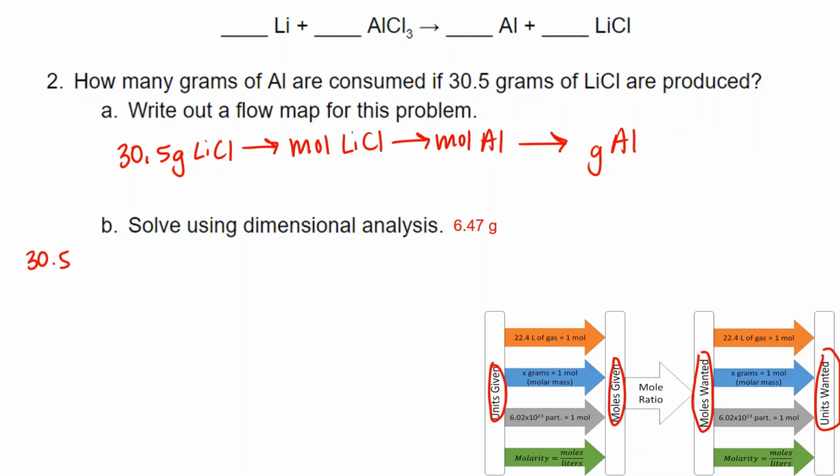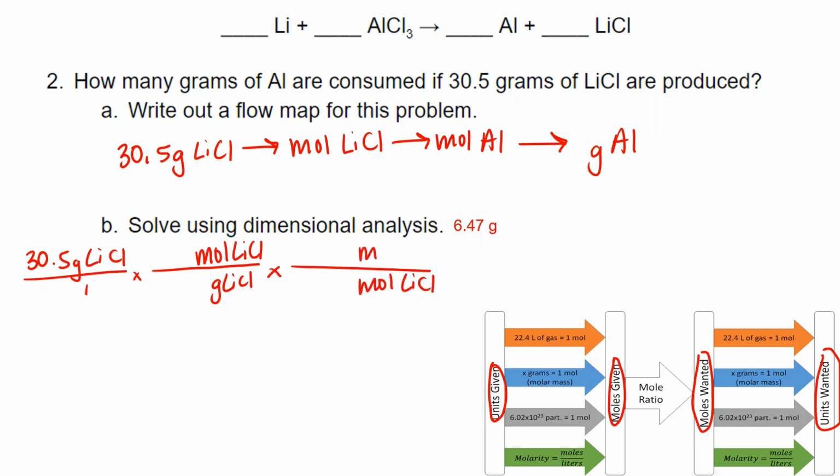So starting with my 30.5 grams of lithium chloride over 1, first I want to convert grams of lithium chloride into moles. Then I can use my mole ratio to convert this into moles of aluminum. And then I can use molar mass to get grams of aluminum. So our first conversion factor here is grams and moles of lithium chloride. So once again, that's going to be the molar mass here for lithium chloride. So 1 mole of lithium chloride weighs about 42 grams.